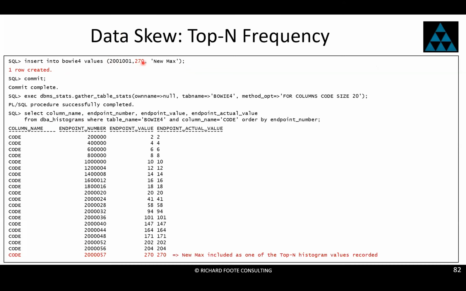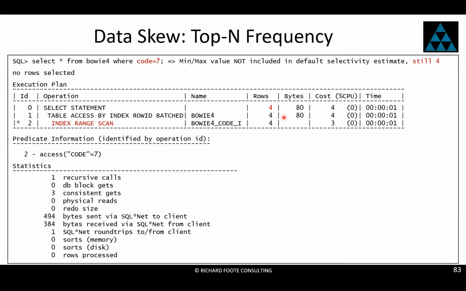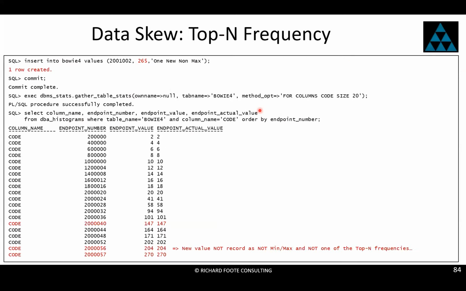Now, what I'm doing here, I'm going to insert one row, which is 270. It's only one row, but because it's the top value, the maximum value, it now becomes one of my 20 values, because I always store the maximum and the minimum values, but they don't get included in my estimates for values that don't exist within my min and max range.